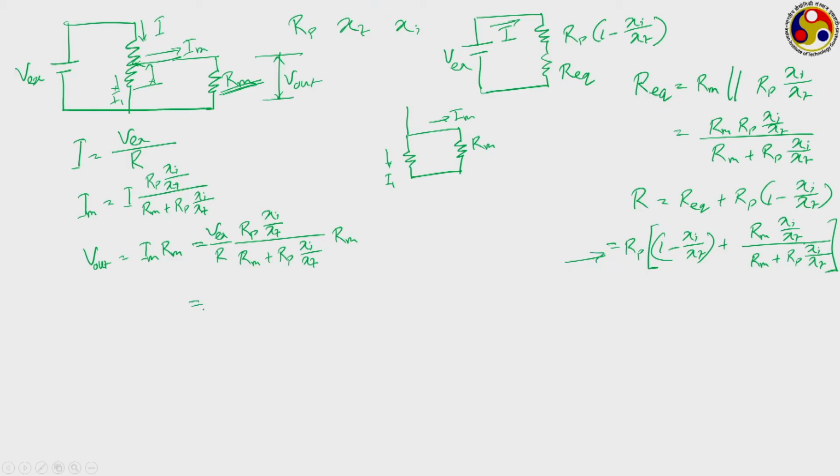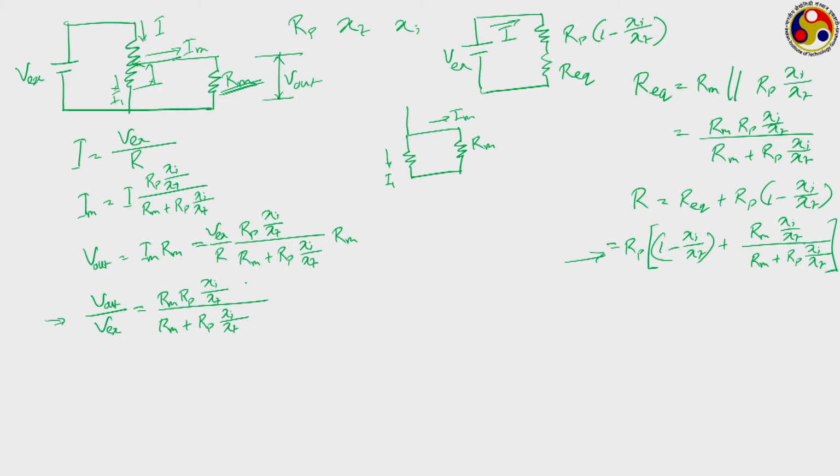So, let us make it a bit shorter. So, let us take it as V out divided by V ex. That is the ratio of output voltage to the excitation voltage. Then what we have here, let us just try to simplify this entire thing. We have Rm Rp into Xi upon Xt divided by Rm plus Rp into Xi upon Xt into R.